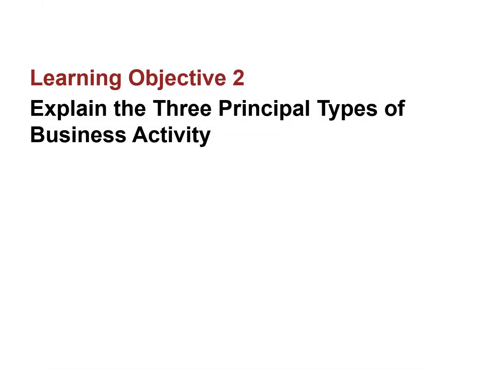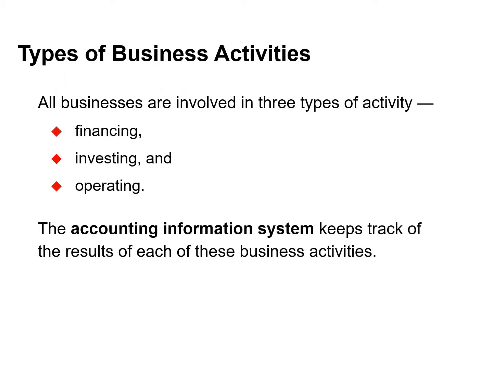This learning objective will explain the three principal types of business activity. All businesses are involved in three types of activity: financing, investing, and operating. The accounting information system keeps track of the results of each of these activities. Let's discuss each type of business activity in detail.